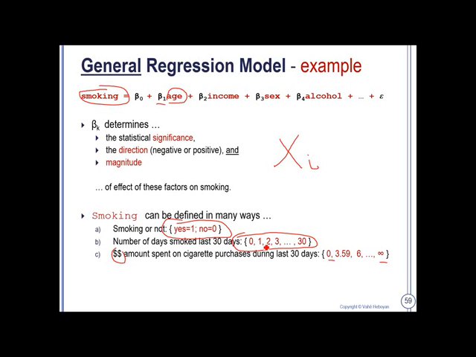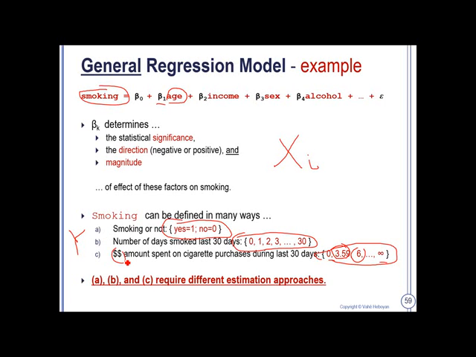It's either we smoked in the day or not. There is no 1.7, for example. And then we have continuous data right over here, which can be 0, it can be an integer, it can be 3.7, 59, and so on. As you can see, this is our y. So what I was trying to say is that depending on which one of these, A, B, or C, we are using, our estimation of beta, the way we calculate it, is going to be different. In case of binary, there's one approach. In case of count data, there's another approach. In case of continuous data, there's a completely different approach.